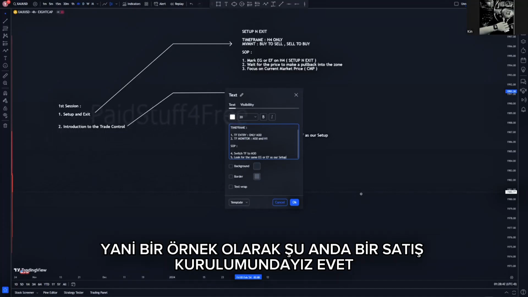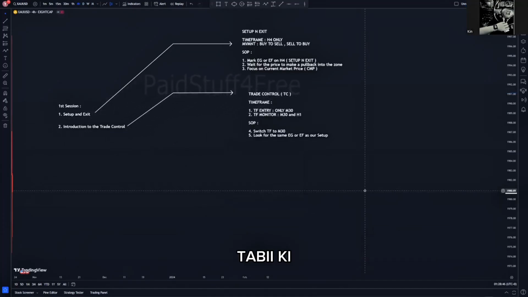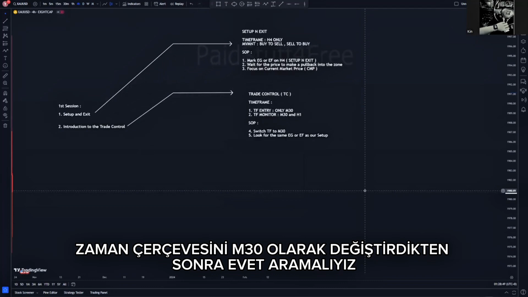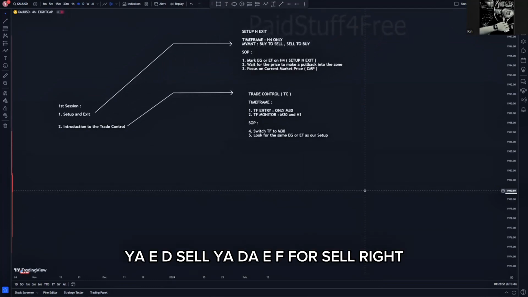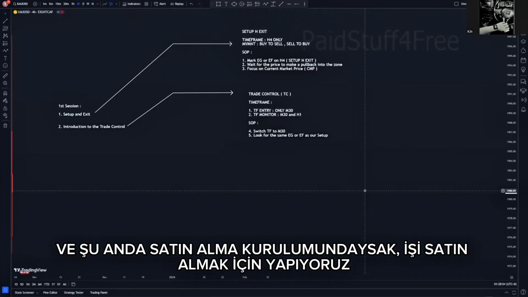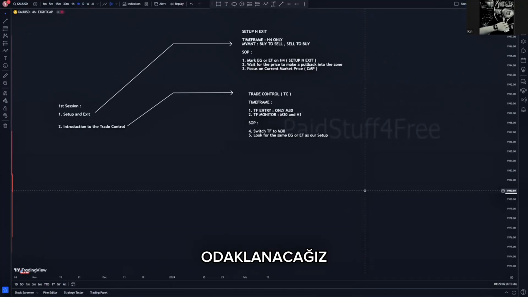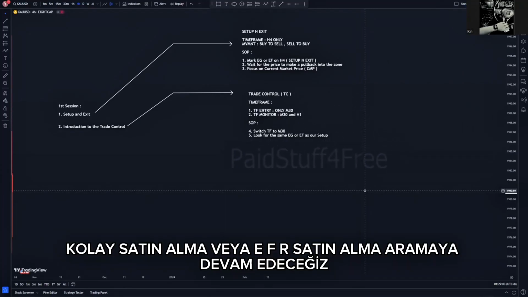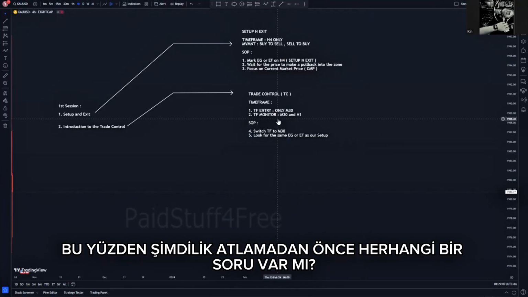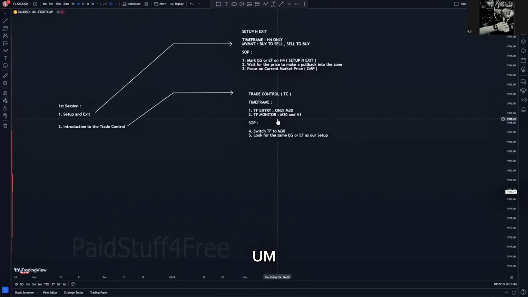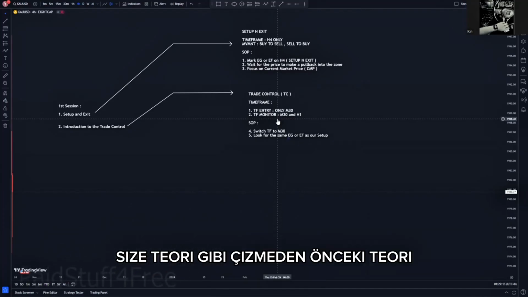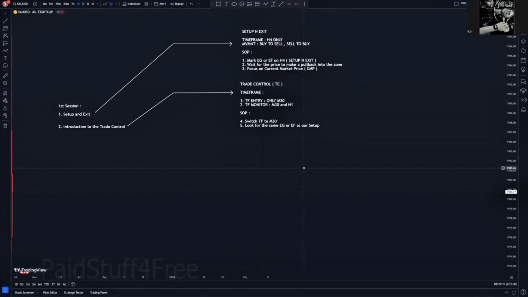For example, if we are currently in the sell setup, after we switch the time frame to M30, we need to look for either EG sell or EF for sell. And if we are currently in the buy setup, we keep looking for EG buy or EF for buy. Now, is there any question before I draw the theory for you guys? Is there any question? Clear.